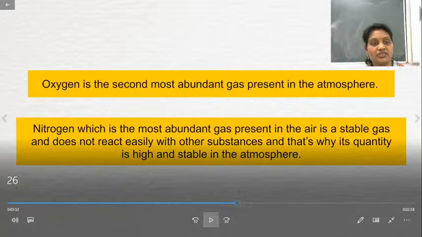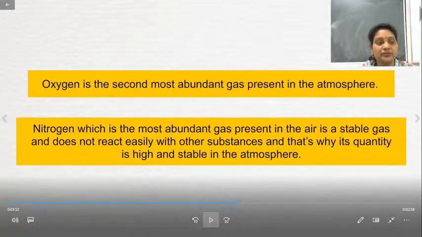So students, you can see here in air, nitrogen is the most abundant gas. Abundant means the volume of nitrogen is more in the air than oxygen. Oxygen is only 21%, nitrogen is 78%. Okay.